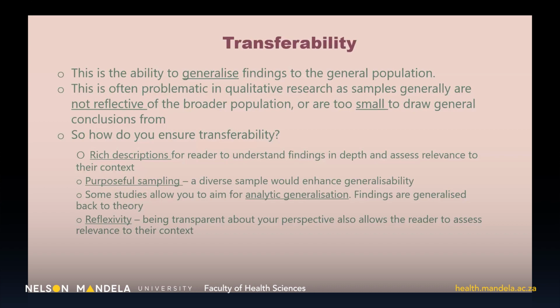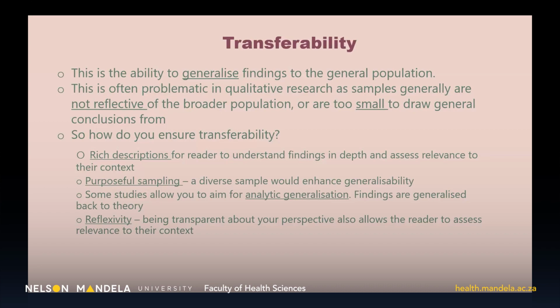There is a possibility that you could be more purposeful in your sampling and sample for more diversity. Although I'm skeptical about this one because in qualitative research, our samples still don't get very big. And so your generalizability is still going to be very limited.